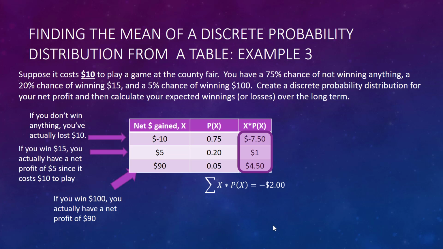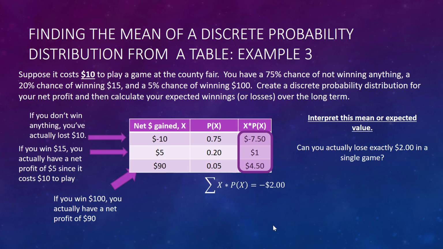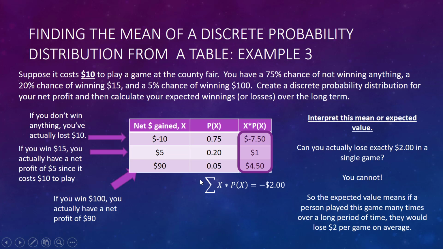What does it mean that our expected value is negative? Well, what it means is that we're actually losing money on average every time we play the game. But can you actually lose exactly $2 in a given game? No, that specific outcome is not possible. So what it means is that if a person plays this game many times over a long period of time, they would expect to lose $2 per game on average.